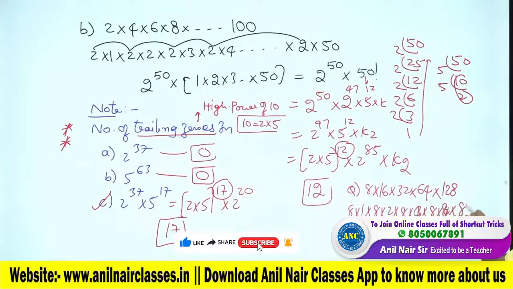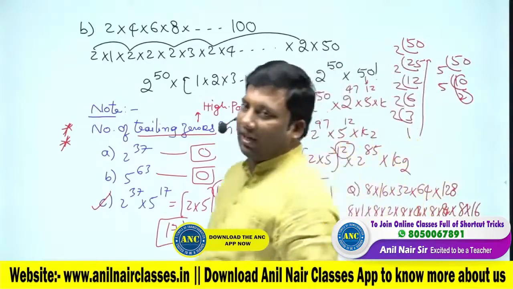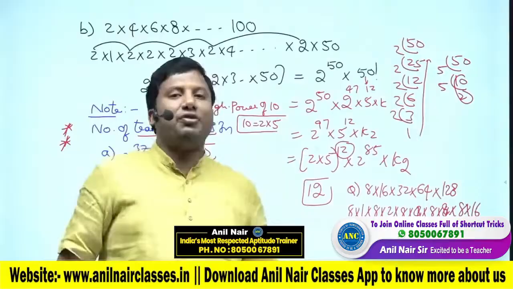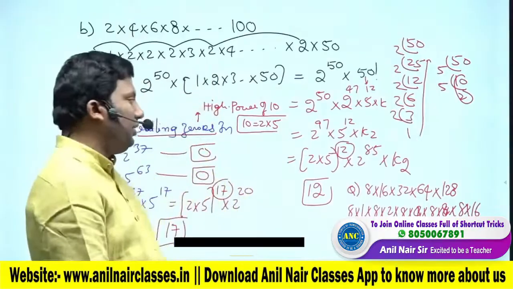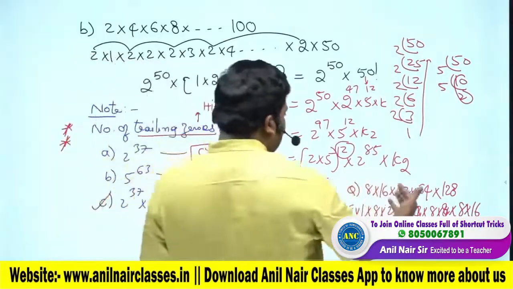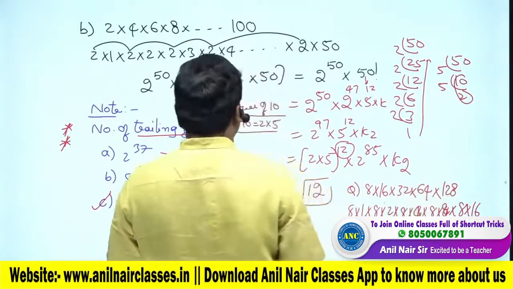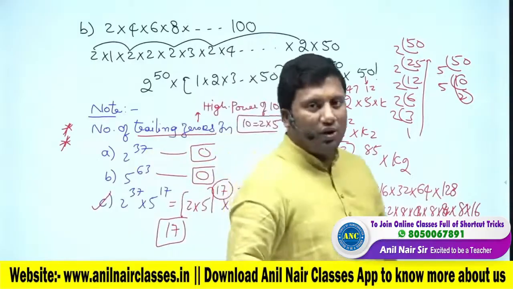8 into 8, 8 into 16. Anywhere power of 5 is there, power of 5 is not there, so answer is 0. To get the number of zeros at the end, we need the highest power of 2 and 5. Minimum 1 power of 2 and minimum 1 power of 5 should be there. So here 5 means it should have unit digit 5 or 0. Nothing is visible to me. So the answer is 0.